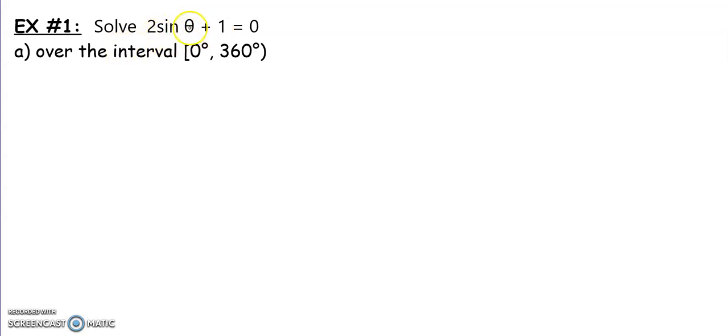So let's go ahead and solve this. I want to get theta, that's my variable, by itself. And we want to do it from 0 to 360 degrees, so my answer is going to be in degrees. So I'm going to take this equation and solve it just like I did the last one. I am going to subtract 1 from both sides. So I'm going to say 2 sine theta equals negative 1. And then we are going to get the sine of theta equals negative 1/2.